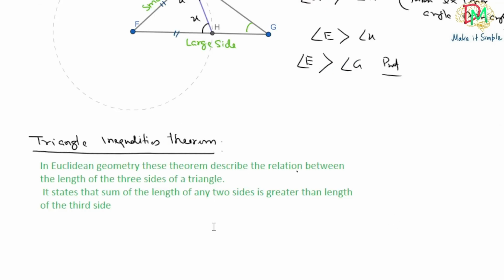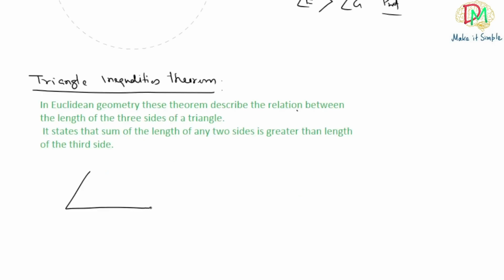Now we learn the triangle inequality theorem. What does it say? In Euclidean geometry, this theorem describes the relation between the lengths of the three sides of a triangle. It states that the sum of the lengths of any two sides is greater than the length of the third side. Let's understand this theorem with an example. This is a triangle ABC, whose opposite sides have lengths A, B and C.